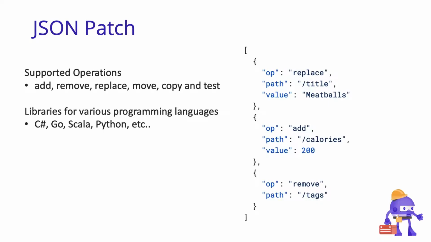Now, JsonPatch defines operations such as add, remove, replace, or even move. And if we want to implement this inside of ASP.NET Core, we just have to install a few NuGet packages. So let's go ahead and take a look.